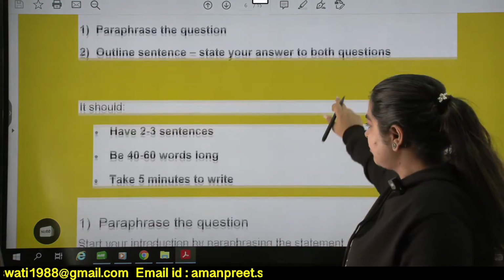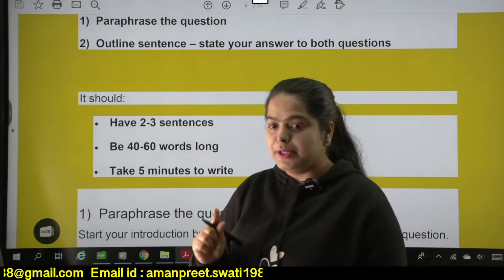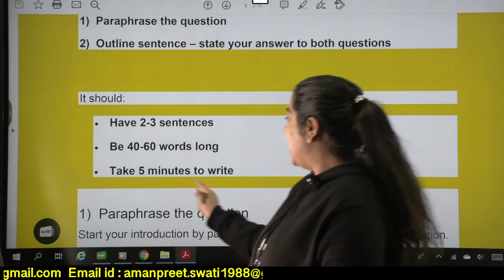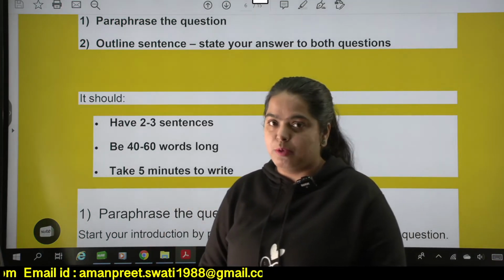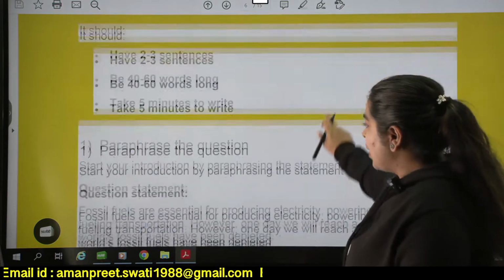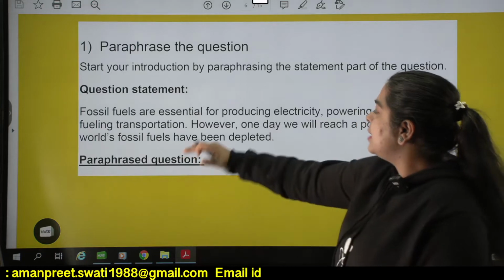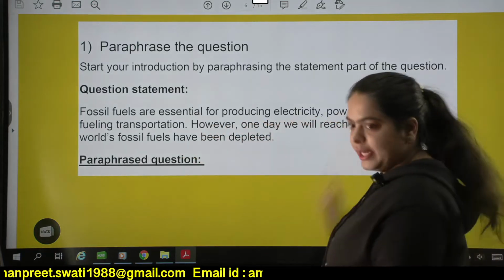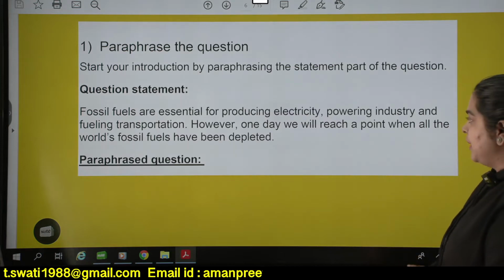Okay, there is one more thing. The word limit should be 40 to 60 words, and you should not take more than 5 minutes to write your introduction. That's really very important. Then if we talk about paraphrasing the question, our main statement was: fossil fuels are essential for producing electricity, powering industry, and fueling transportation.